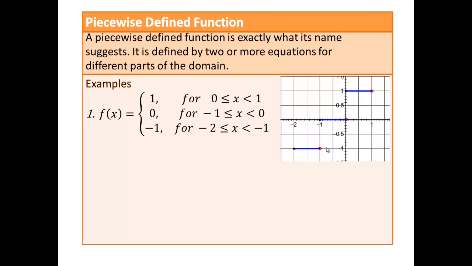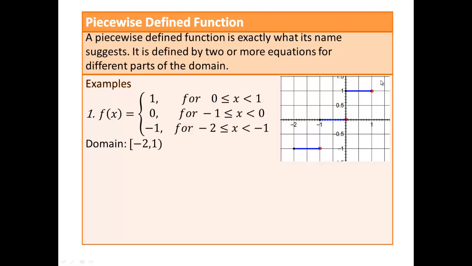So let's take a look at the domain. Remember, domain is all the x values. So anything below -2, no graph. Anything above 1, no graph. So you can see how we have pieces. So this is sometimes referred to as step function, because you can see how it looks like step.